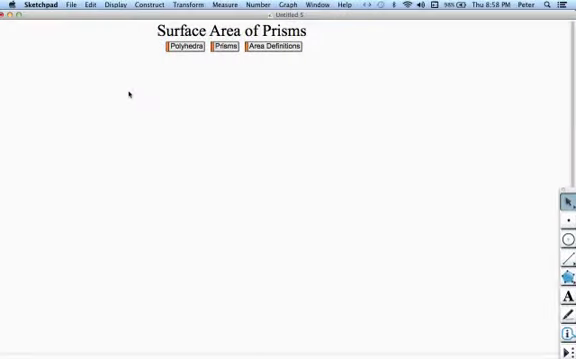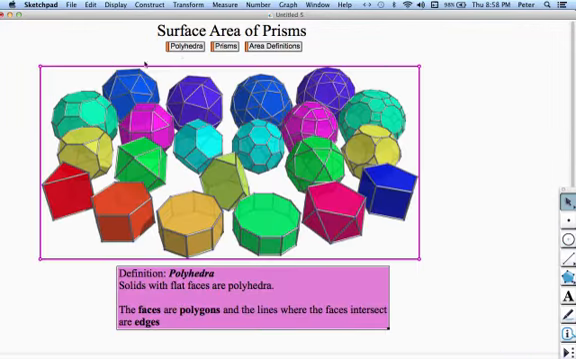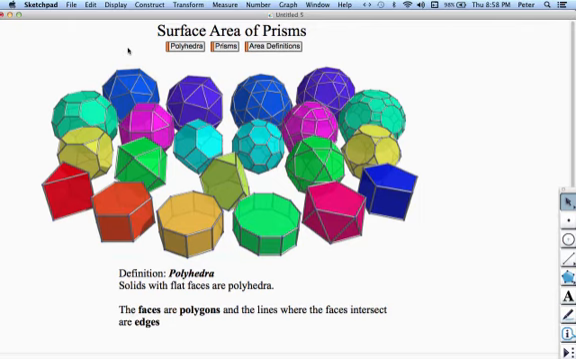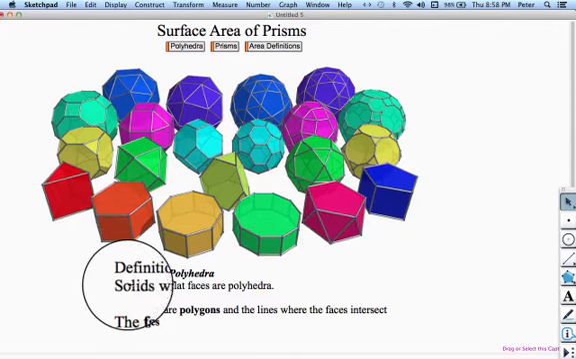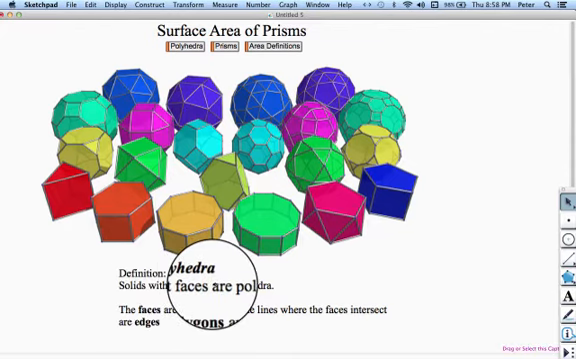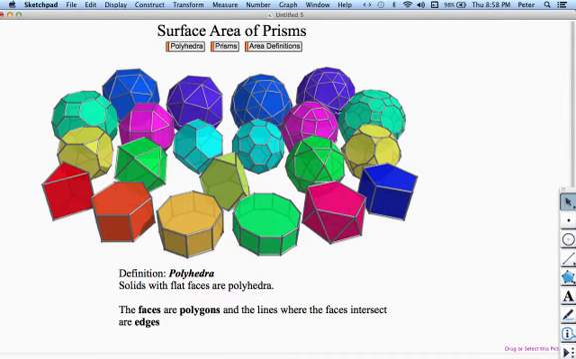To understand prisms, we have to look at them in the broader context of polyhedra. Prisms are a kind of polyhedron. All of the solids pictured here are polyhedra. And polyhedra are defined as solids with flat faces. So even though some of these solids in the back appear to be almost spherical, you'll recognize that they still have flat surfaces that are polygons.